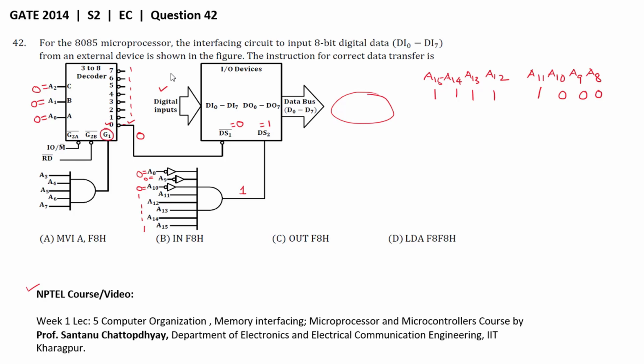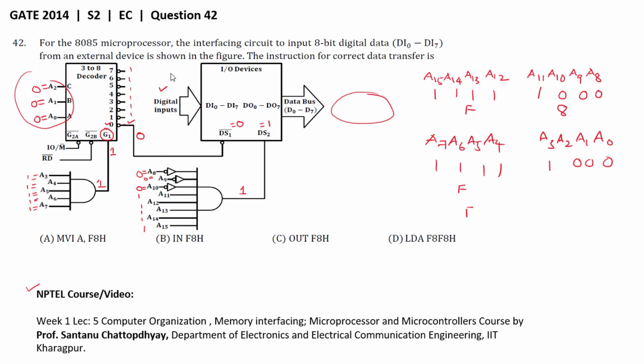Similarly, this is the enable input for the 3x8 decoder. To enable this decoder, this signal should be logic 1. To make this value logic 1, all these values should be 1, because this is an AND gate and its output will be 1 only when all the inputs are at logic 1. That means A2, A1, A0 are logic 0 and A3 to A7 are logic 1. So what is the address? It can be written as F8, the F and the 8, because A3 is 1.